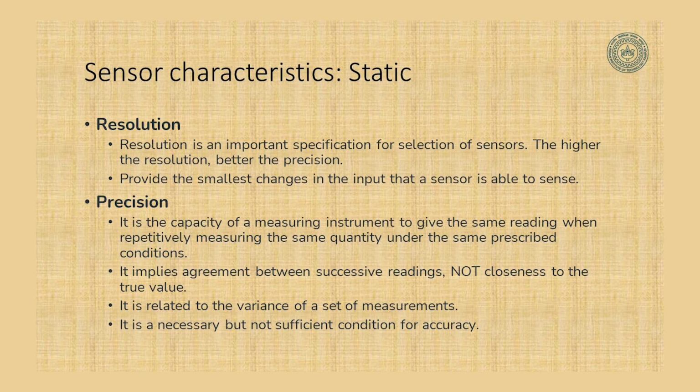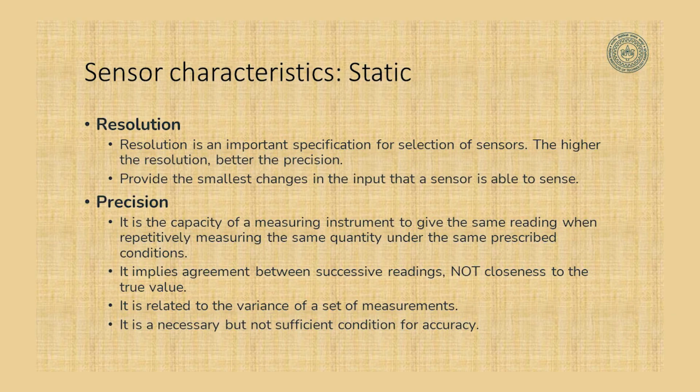It is dependent on the variance of a set of measurements. So, precision is a necessary condition for accuracy, but it is not a sufficient condition. If the measurements are repeating, so it is giving the same measurement, that does not mean it is accurate. The temperature may be 25, but if it is giving 24 five times in a row, that means it is precise, it gives the same reading, but it may not be accurate, it is 1 degree off.